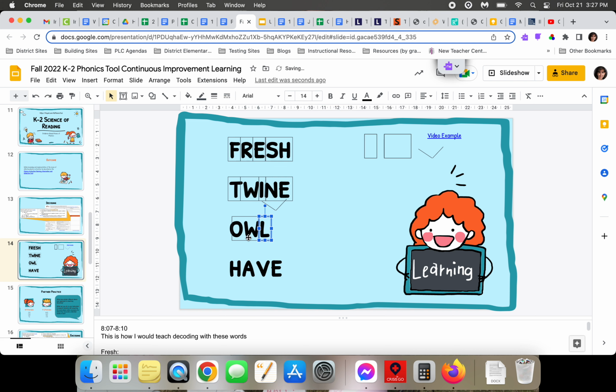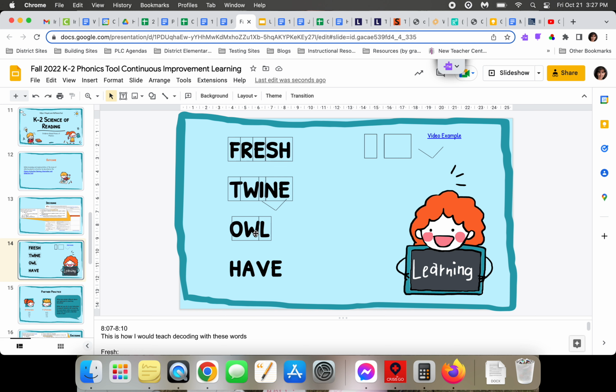Now, OW can be a tricky vowel team because it can produce two sounds, O or ow. The most common sound is O. So since I don't know what this word is, I'm going to try the more common sound. Owl, owl. I don't think I've heard of that before. Now I'm going to try the less common sound. Owl, owl. That makes sense. So when you come to a vowel team, if it has two sounds, try the more common sound first and then try the less common sound, so you have that consistent routine.